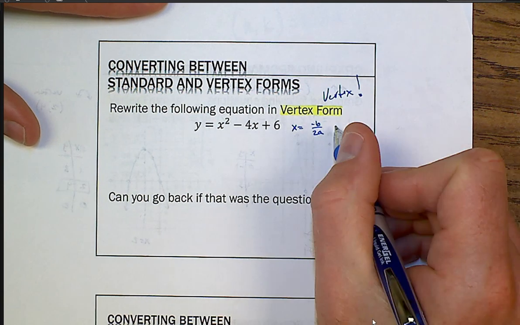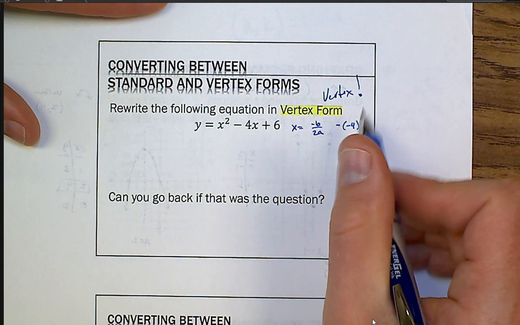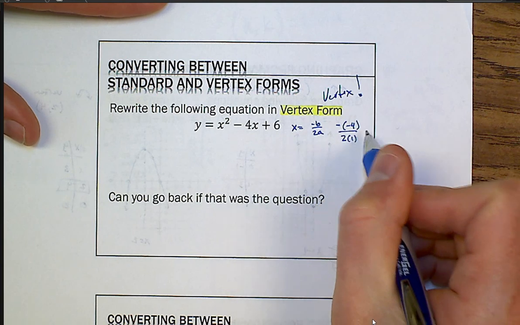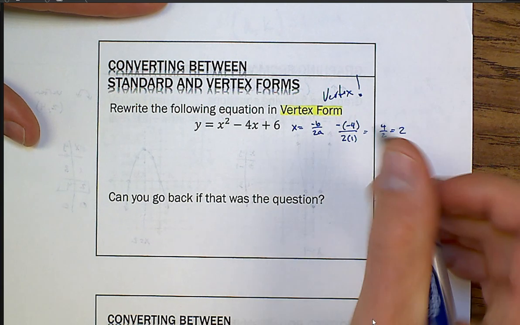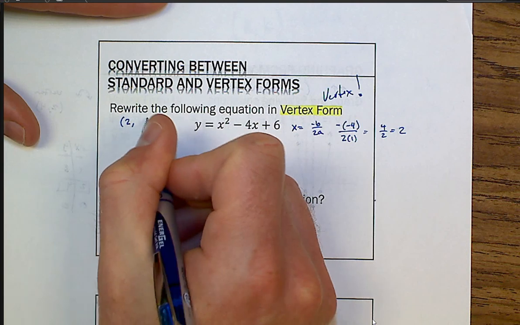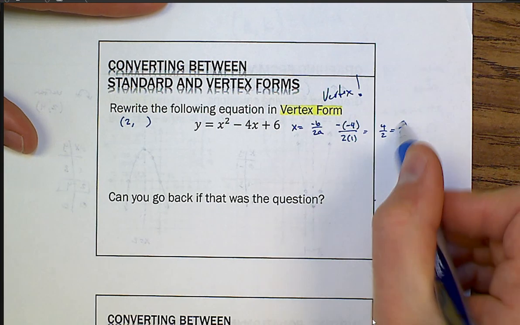So let's substitute in. I plug in a negative 4 for b over 2 times 1, so that gives me positive 4 over 2, which is 2. That means right now my vertex is 2 comma something. What is that other value? What's my y value? Well, I take this 2 and I plug it back in for x.